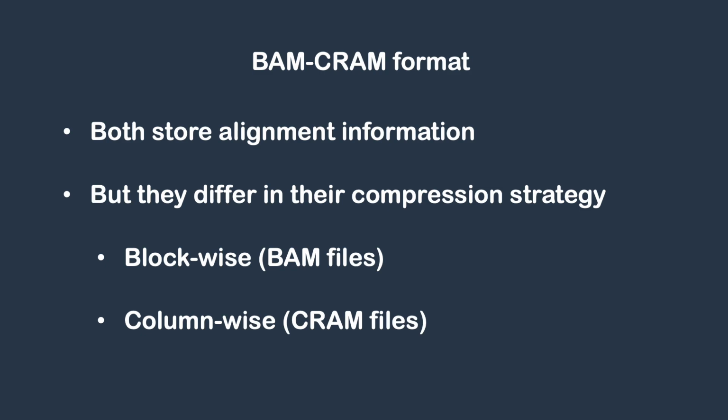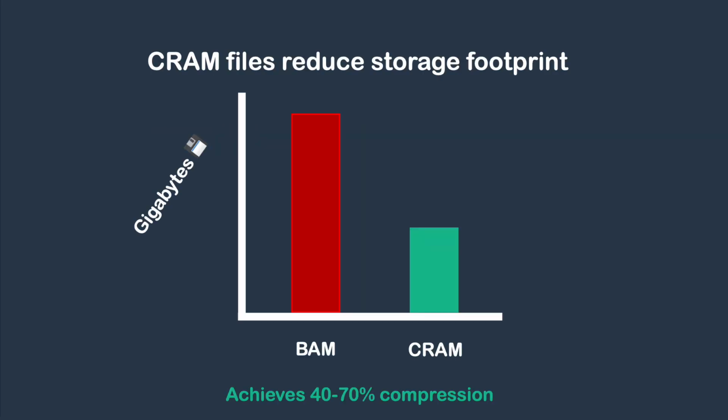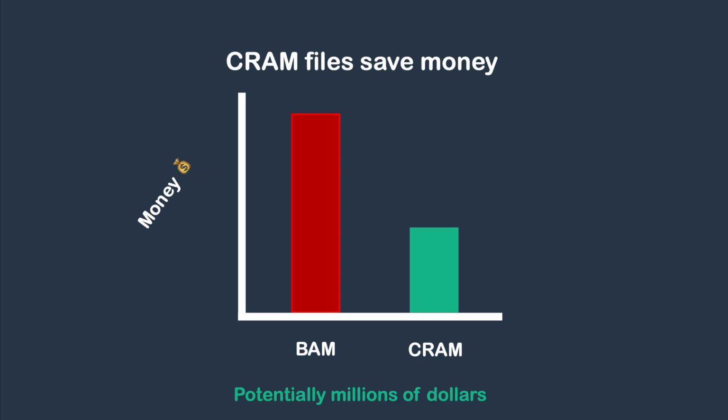BAM files compress blocks of data, while CRAM files compress columns of data using different compression algorithms specific to the data type being compressed, and this yields several benefits. The first is reduced storage size. In fact, CRAM files can achieve between 40 to 70% better compression than BAM files, depending on the data being compressed. The second benefit is cost savings.